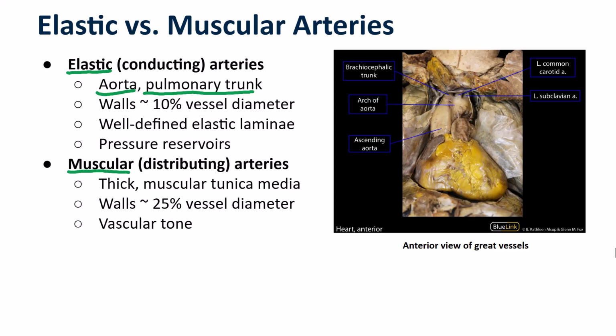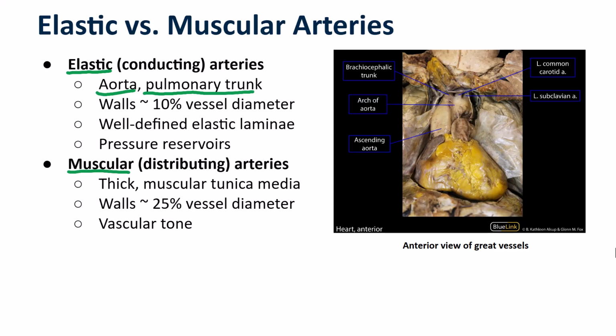So these are the arteries into which the heart is delivering blood directly. And as it does so during ventricular systole, it stretches out the walls of these arteries and then they come back together. Hence, they're called elastic arteries. Elastic arteries are going to feed into muscular arteries, sometimes called distributing arteries.